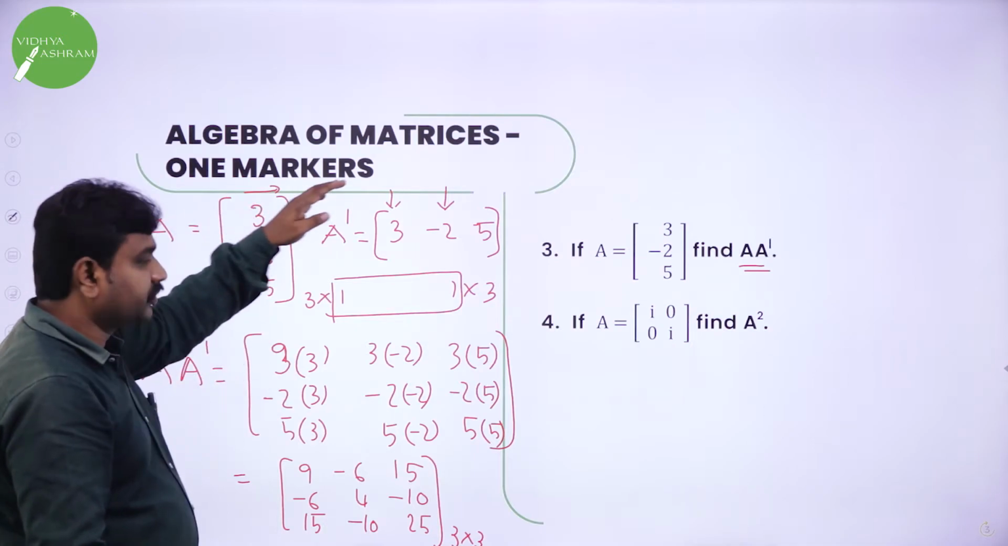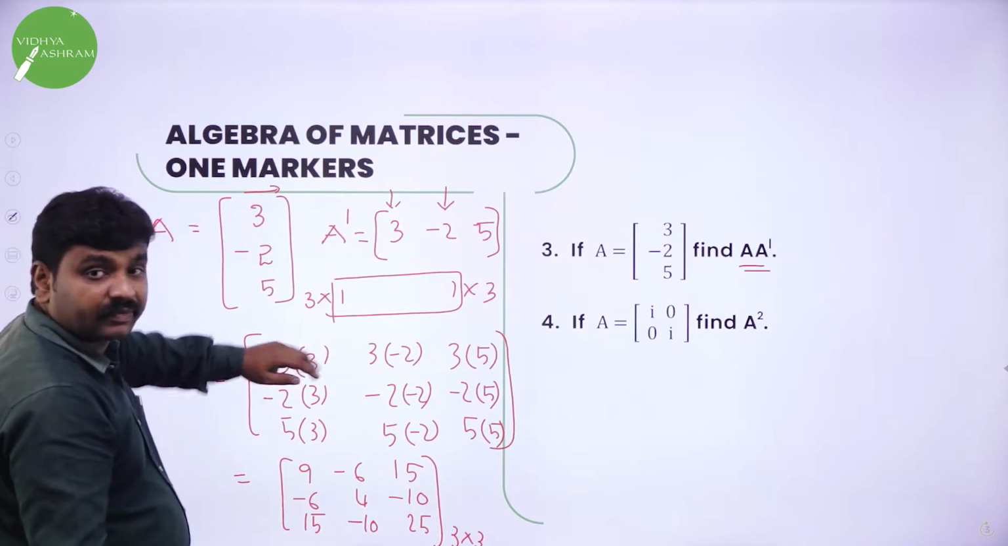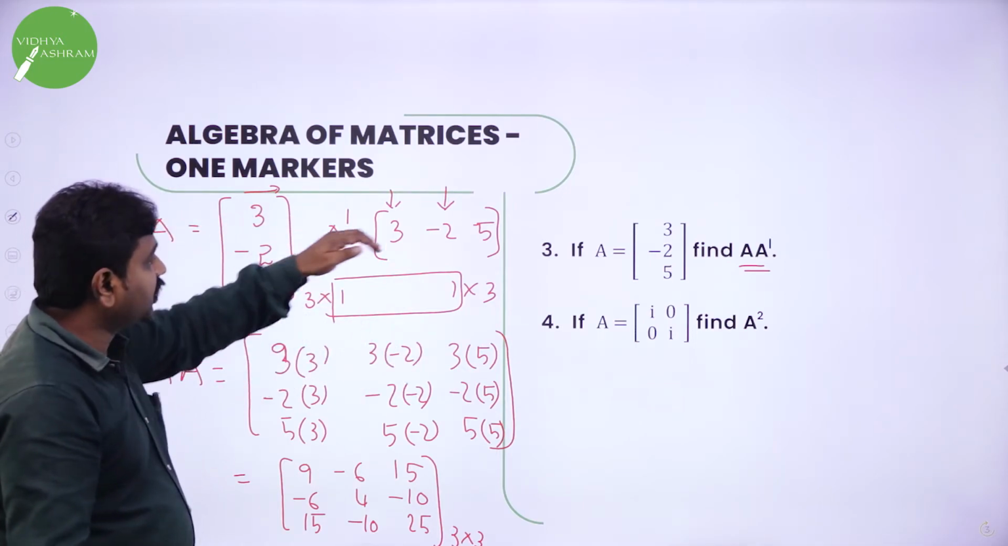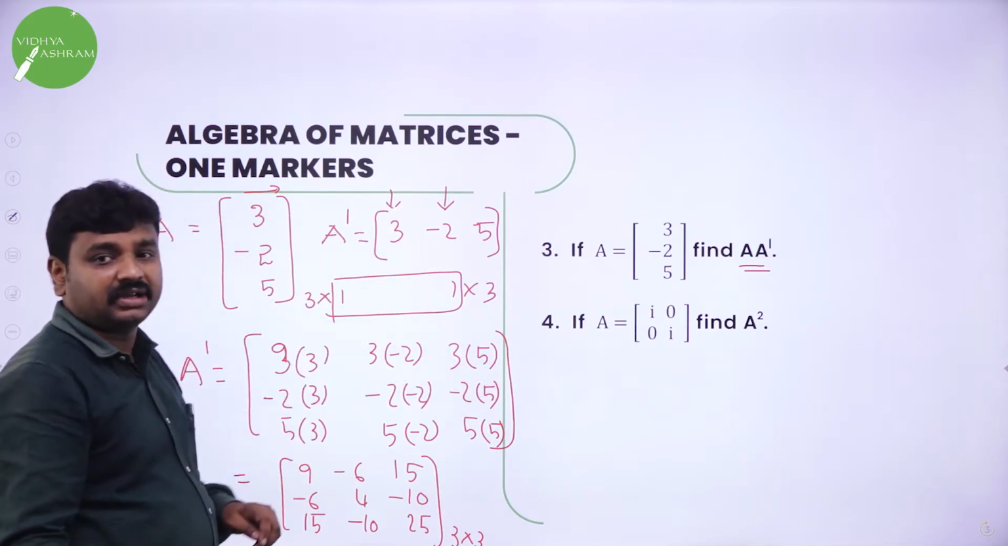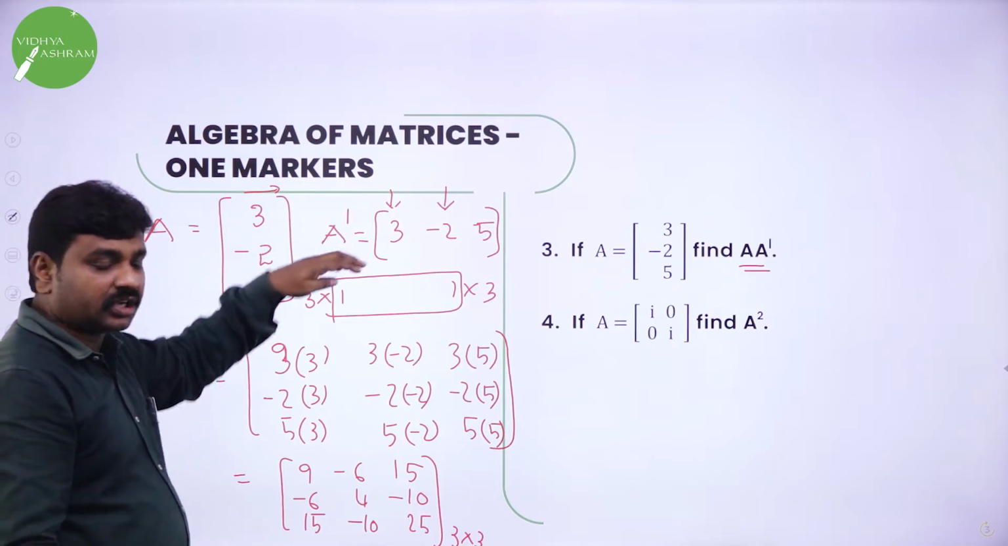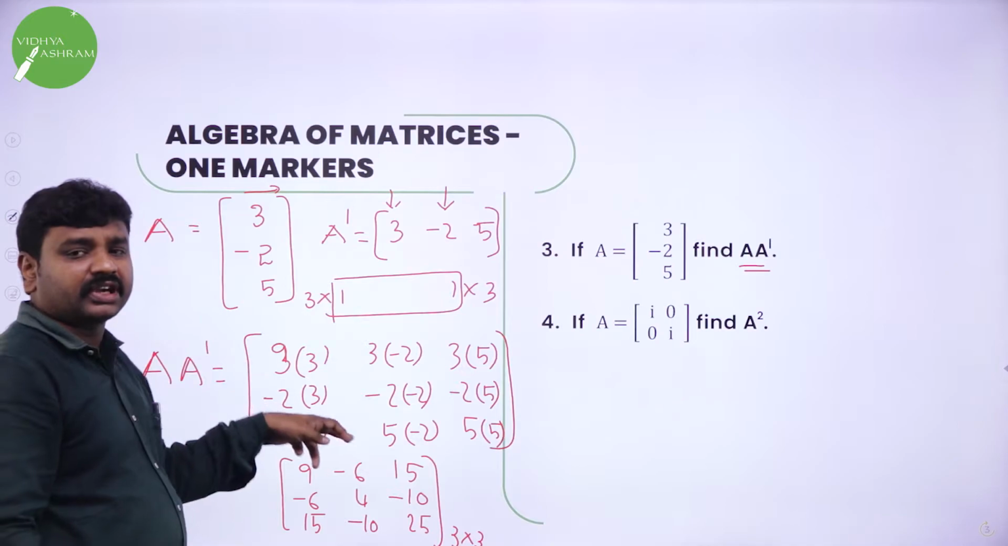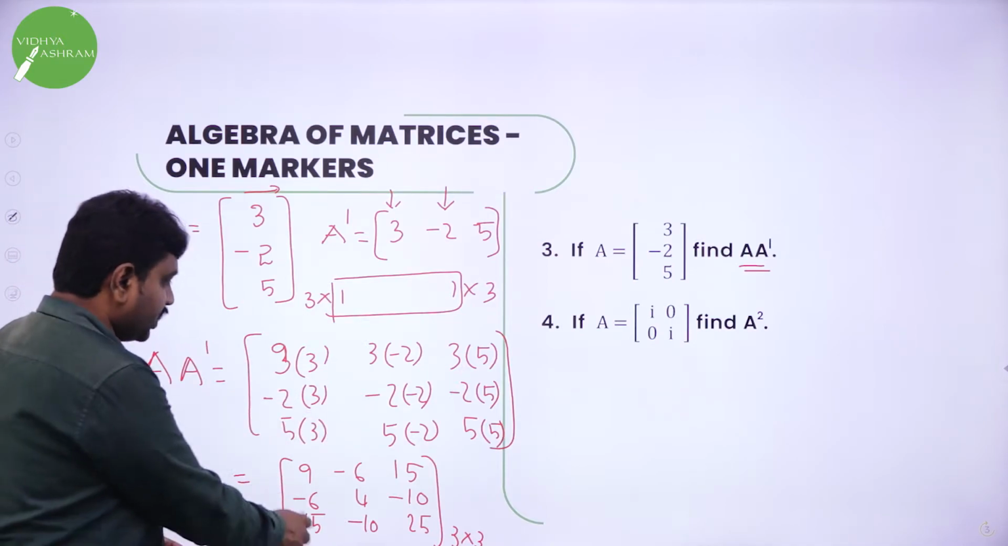How to do it? First row with first column, you multiply, you will get one element. First row with second column, you multiply, you will get the first row second element. First row with third column, you multiply, you will get the first row third element. Then go to the second row. Second row with first column gives you the second row first element, second row with second column gives the second row second element, and second row with third column gives you the second row third element. So, this is the final answer.